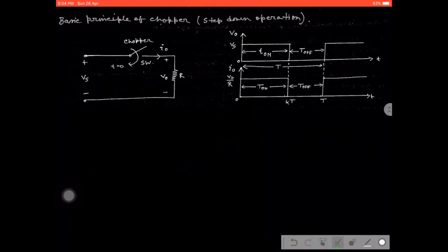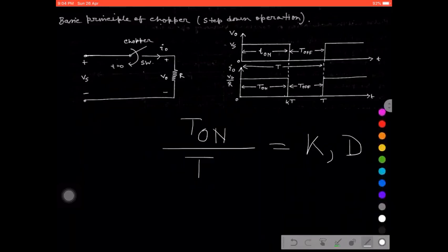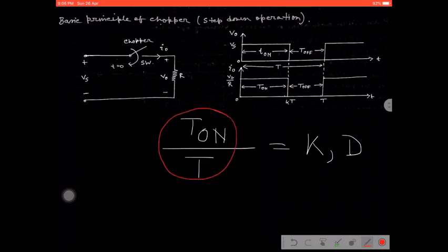And one more thing is very important to understand. This ratio means the on time, that is t on, and the total cycle, which is defined by T, is called the duty cycle K, or somehow it can be represented by D. So duty cycle means, keep it in your mind, on time by total time.